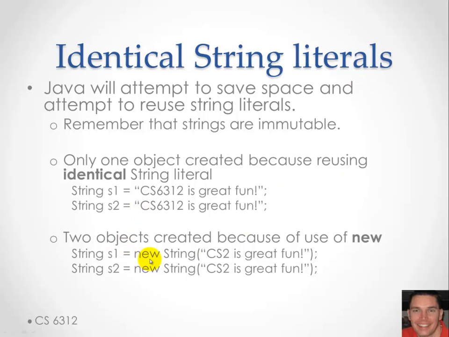If we ever say equals new String, when we say new, this actually goes out and makes a new object. So this is going to make a new object, and this is going to make a new object. Even though they're the same string literal, 2 different objects have been created because we have used the word new, which forces the instantiation of an object.